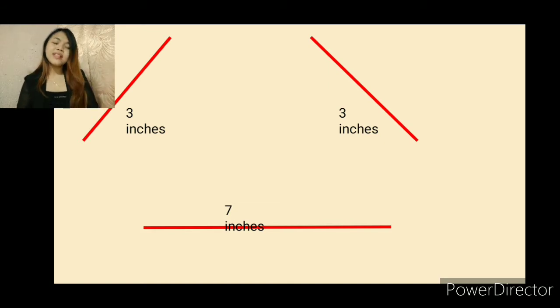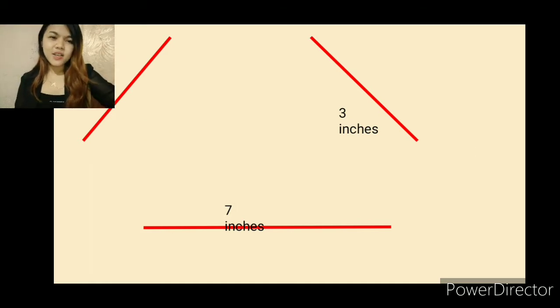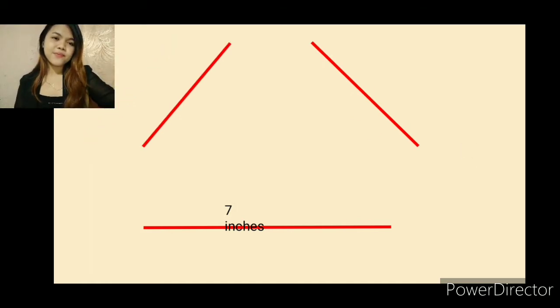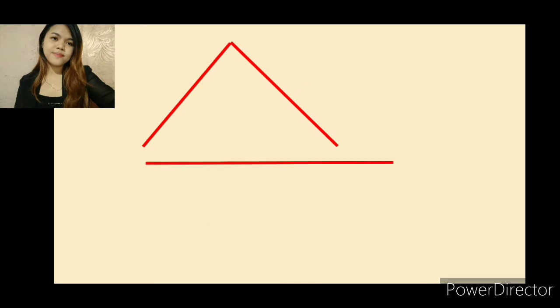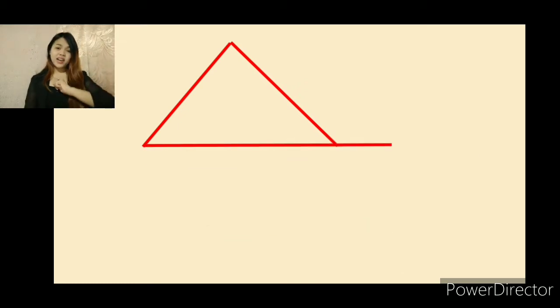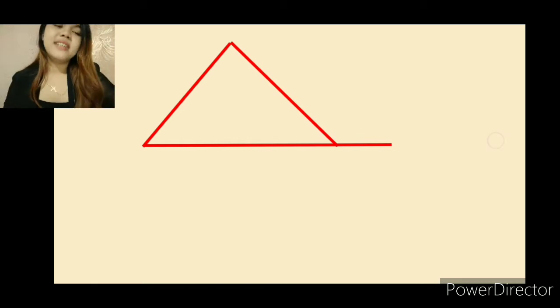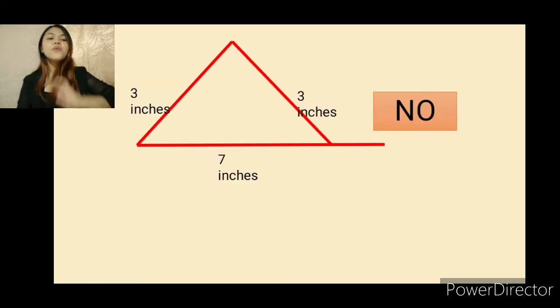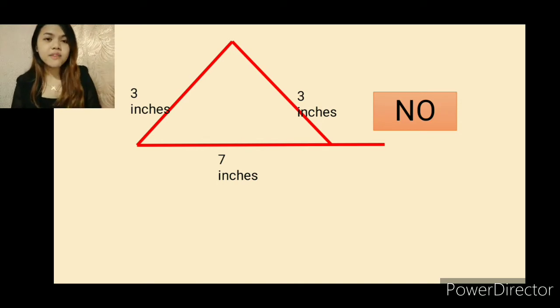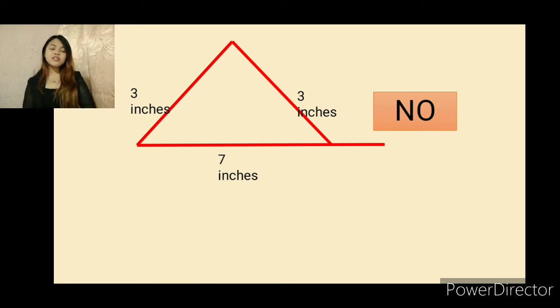Okay, so let's see if your answer is correct. Group 2, your answer is yes. So it is no. Your answer is correct. So you have 3 inches, 3 inches, and 7 inches. These lengths don't form a triangle.